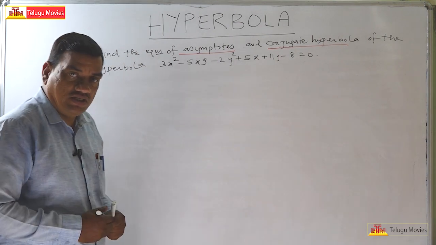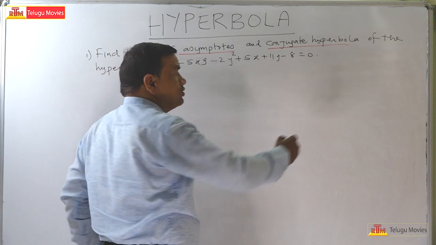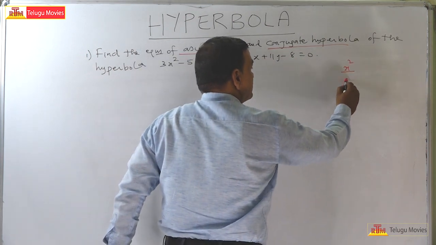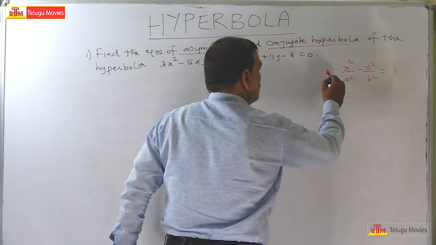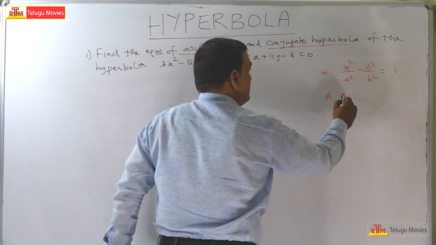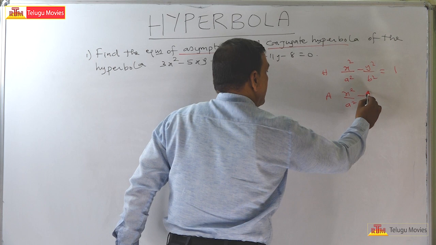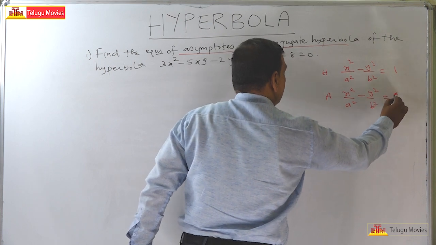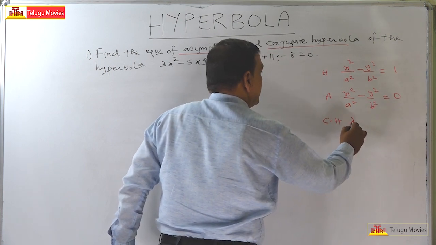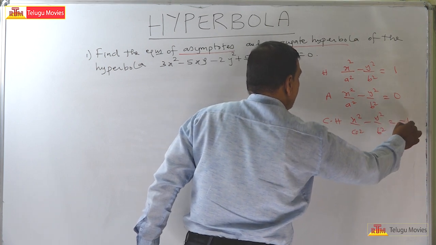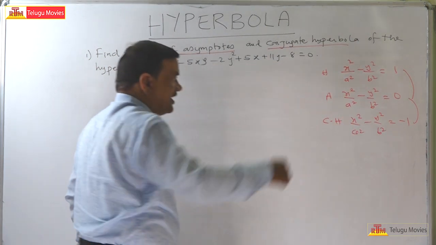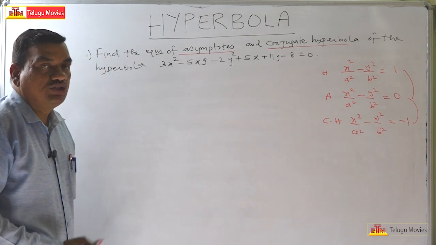Already we discussed this, once again I am telling. The equation of the hyperbola is x square by a square minus y square by b square is equal to 1. For the asymptotes, x square by a square minus y square by b square is equal to 0. For the conjugate hyperbola, x square by a square minus y square by b square is equal to minus 1. Same difference should be maintained.